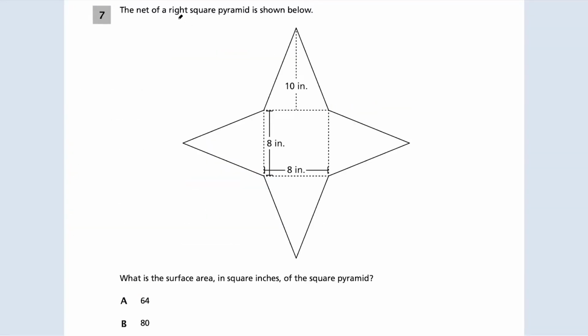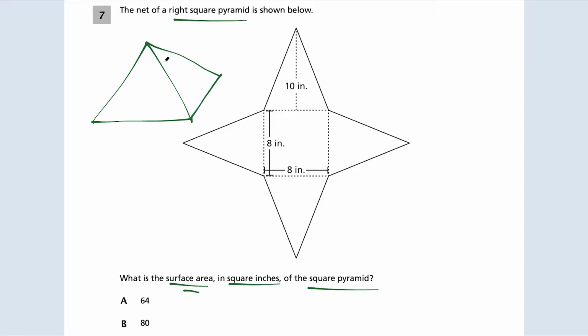Question 7, we have the net of a right square pyramid shown below. We want to know what is the surface area in square inches of the square pyramid. For this one, it helps if we imagine what this thing looks like once we fold it up. So we have a nice square pyramid like this, and I'll draw the inside part here. This is what the inside would look like if we gave it that third dimension. So this is what our square pyramid looks like, and let's make it as neat as possible. All right, that's good enough.